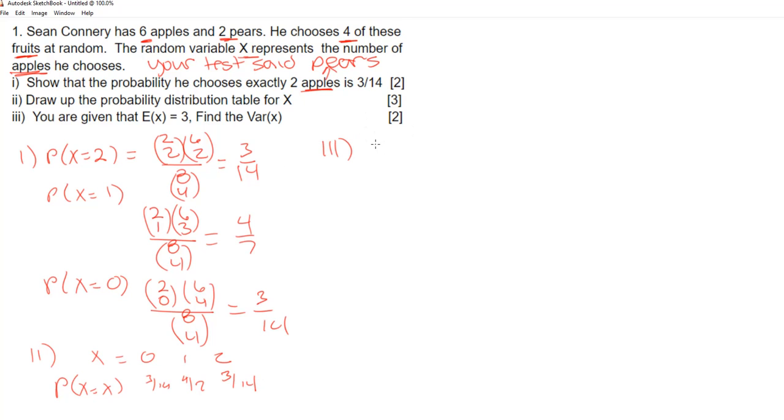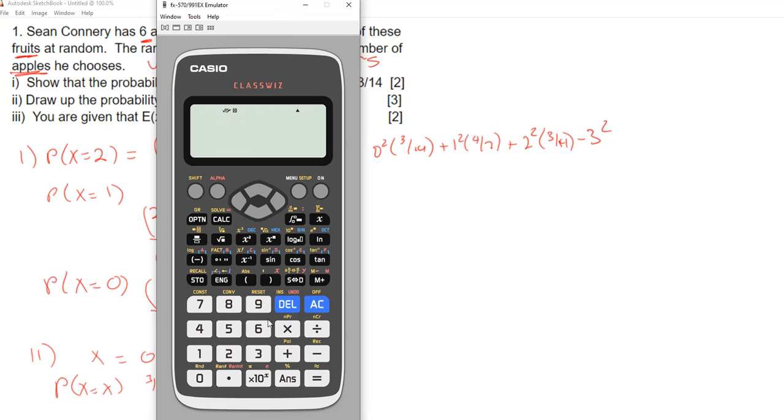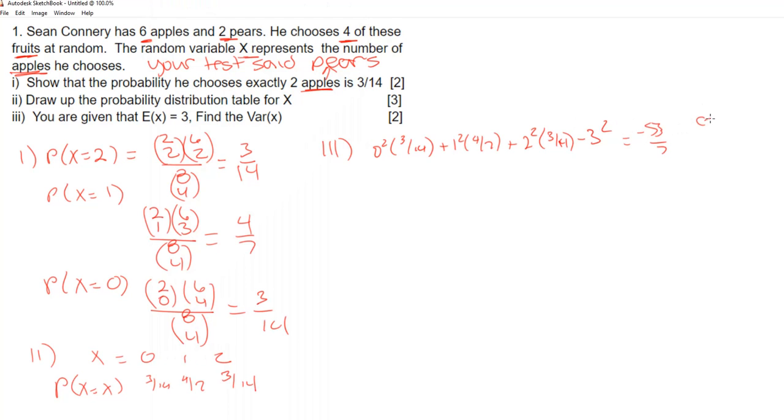Now in part 3, there's where things go awry. What happens is when I go to try to find the variance, I use this, I square times the probabilities, and I subtract 3 squared because they are nice enough to give me the expected value as being 3. And the problem is there's no way the expected value can be 3. And we end up with a negative variance, which is impossible.